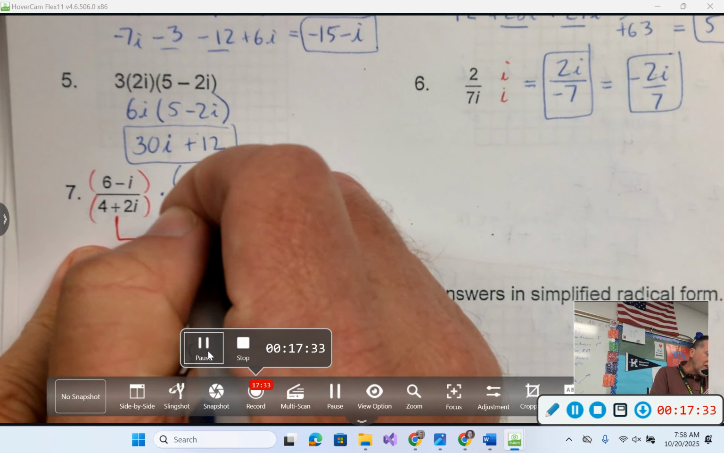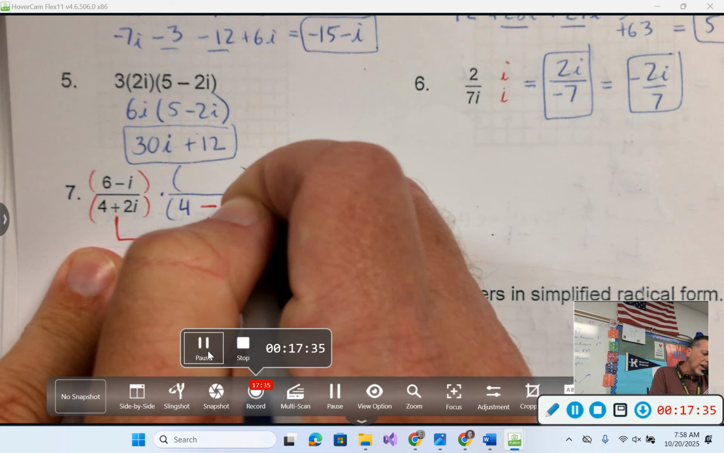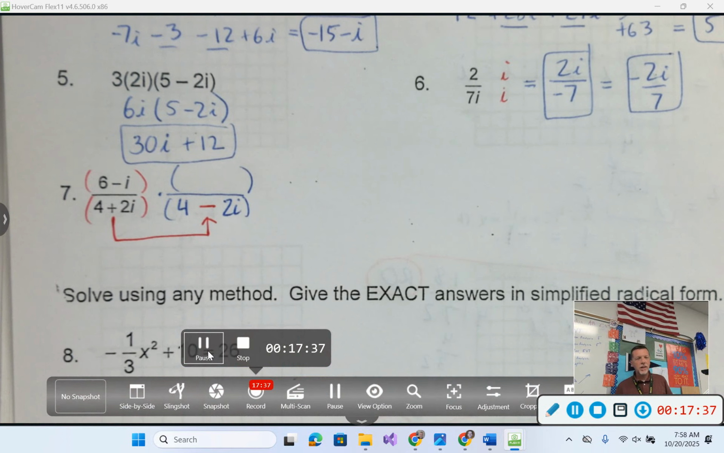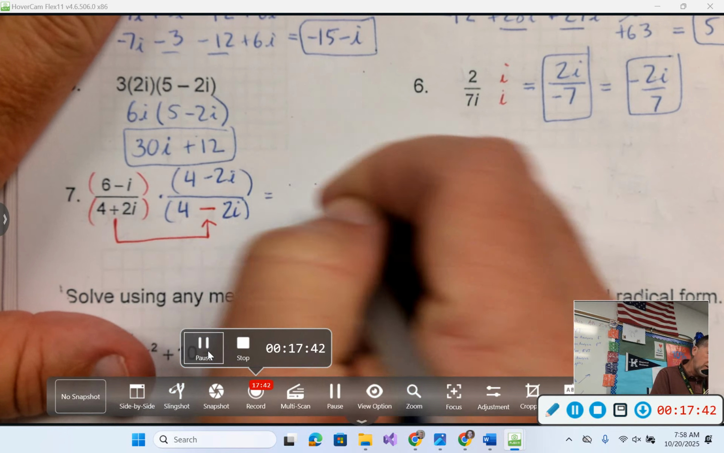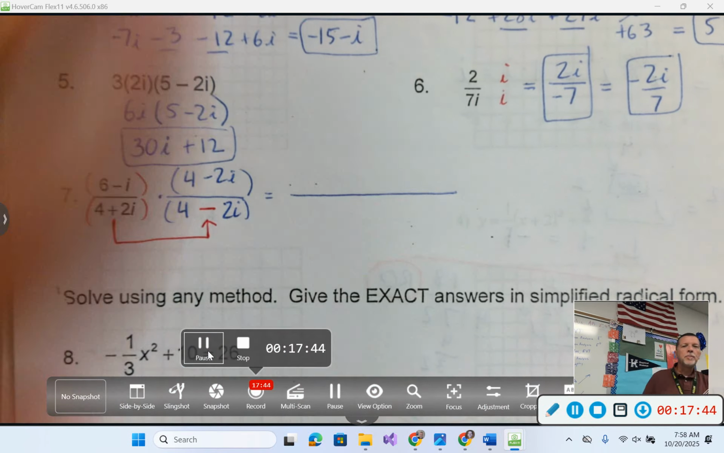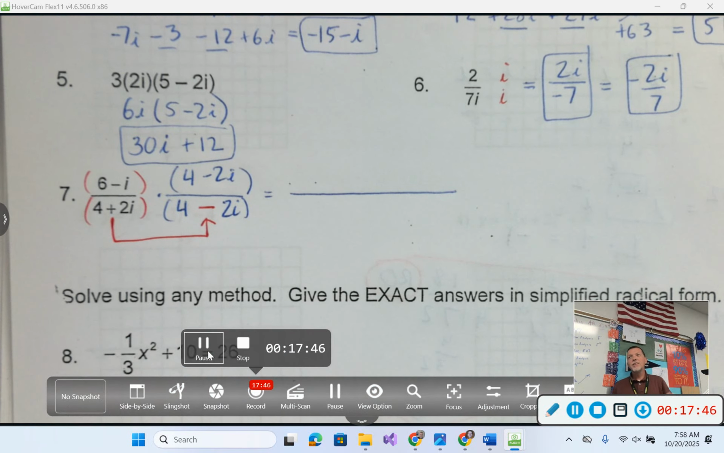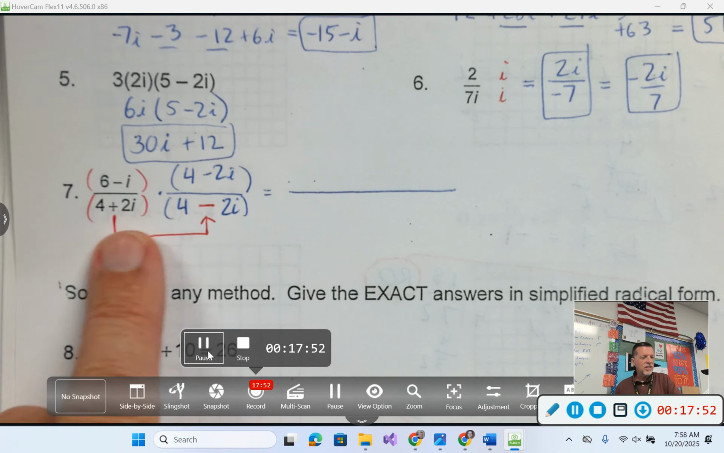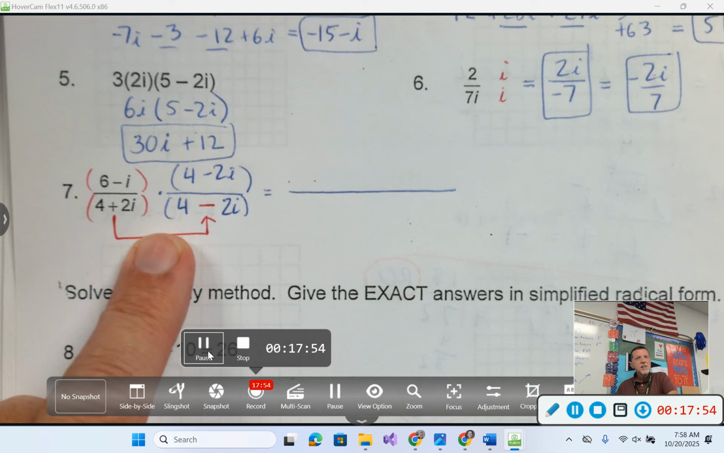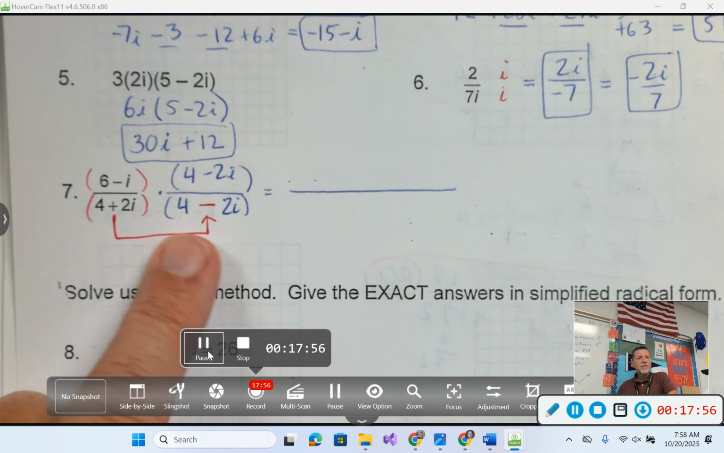All you have to do is change the sign. So the rest of that stays the same. So that's still 4 and 2i. It's just 4 minus 2i on the top and bottom. Let's FOIL the bottom first. Do you remember what happens when we multiply by the conjugate? It's why we multiply by the conjugate. It's supposed to fix the i's. The i stuff should all go away.